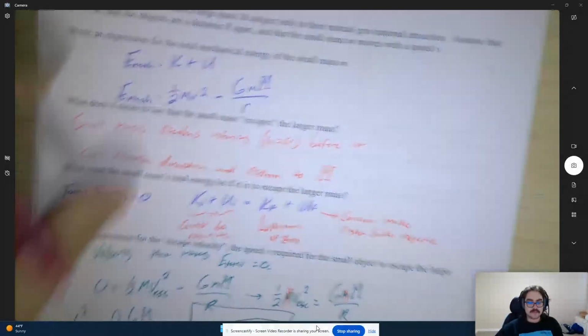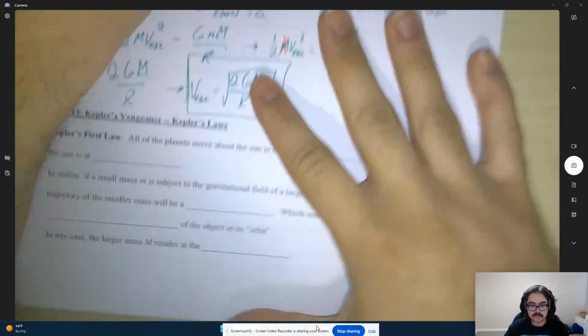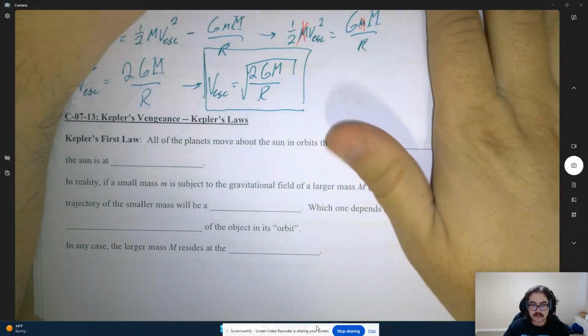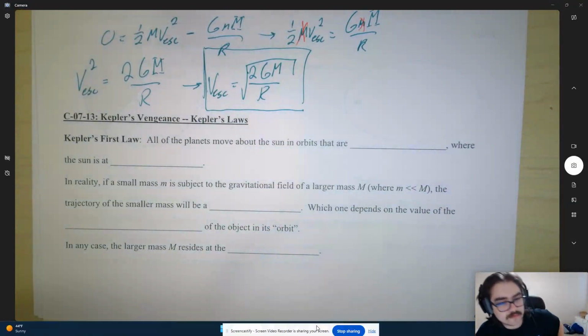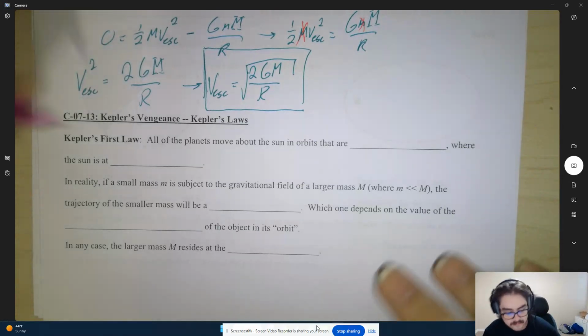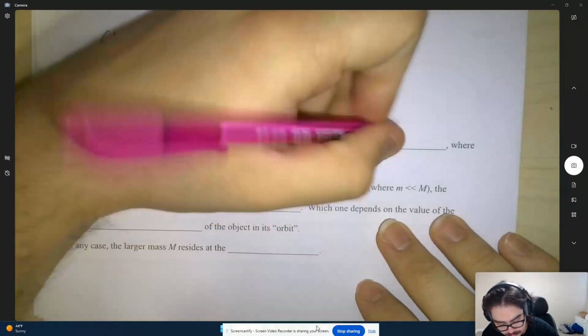Okay, we're going to talk about Kepler's laws real quick, okay? And I'll show you the proofs of them too. In Physics 1, we didn't do the proofs because they were a little too high level at the time, but now we can do, well, I think we did some of them in Physics 1. I can't remember exactly. Okay, Kepler's first law says that all planets move about the sun in orbits that are ellipses.